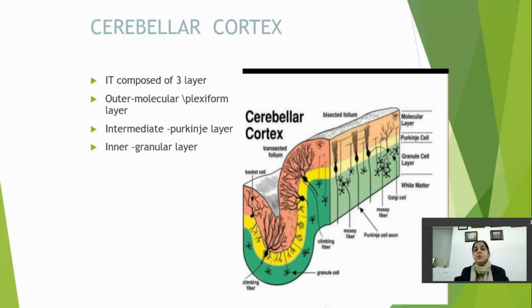Now we come to the cerebellar cortex. It can be remembered by the mnemonic of three layers. The first is the molecular layer, the outermost layer. The second, the middle layer, is the Purkinje cell layer. The third, the inner layer, is the granular layer, which contains many granular cells, Golgi cells and mossy fibers.